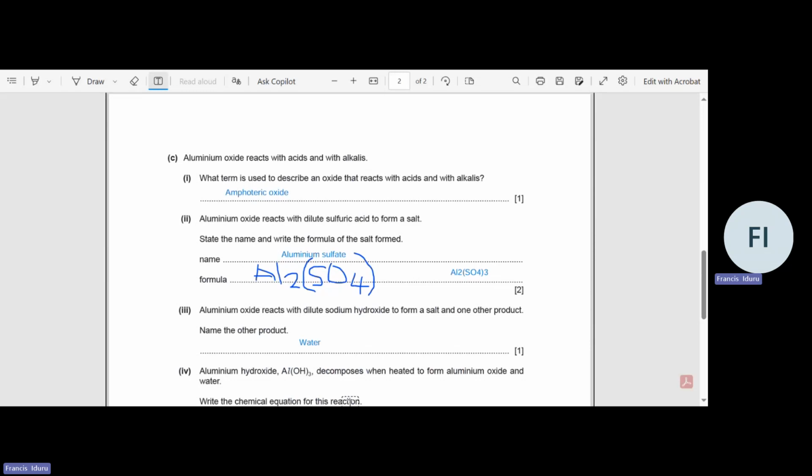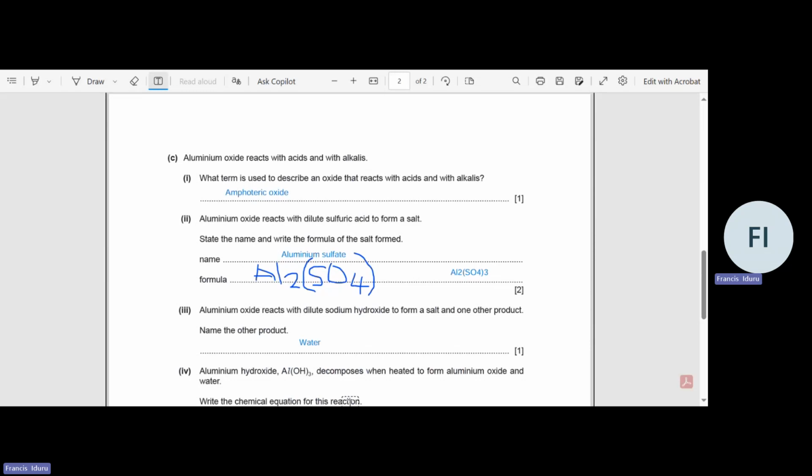Also, amphoterism is a phenomenon that describes the process whereby an amphoteric oxide will react both with an acid and alkali to form salt and water. So, aluminium oxide reacts with dilute sulfuric acid to form a salt.